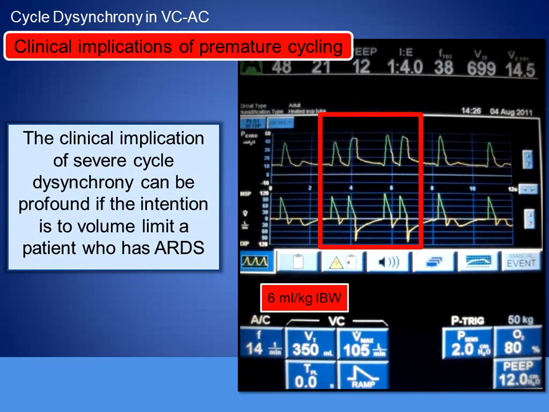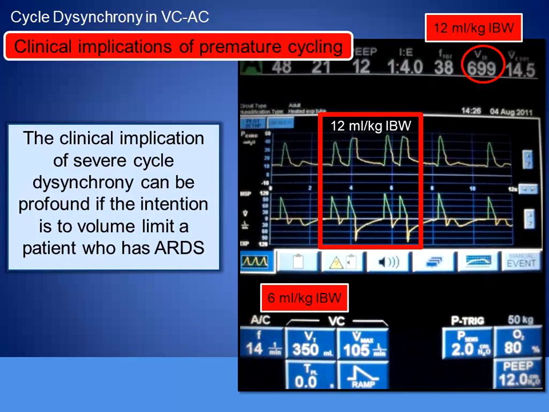So 350 milliliters is 6 cc's per kilo for this patient. However, what you see in the red box there is a severe cycle dysynchrony. And so what ends up occurring is that 6 cc's is indeed delivered with that first breath. However, as described, the patient actually gets 2 mandatory breath deliveries for every 1 effort, and that's what you can see there. So functionally, the patient isn't receiving 6 cc's, they're actually receiving 12 cc's per kilo.